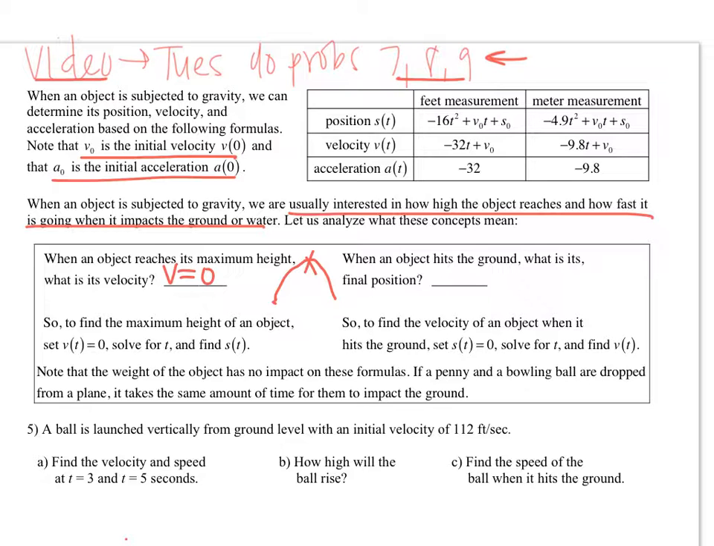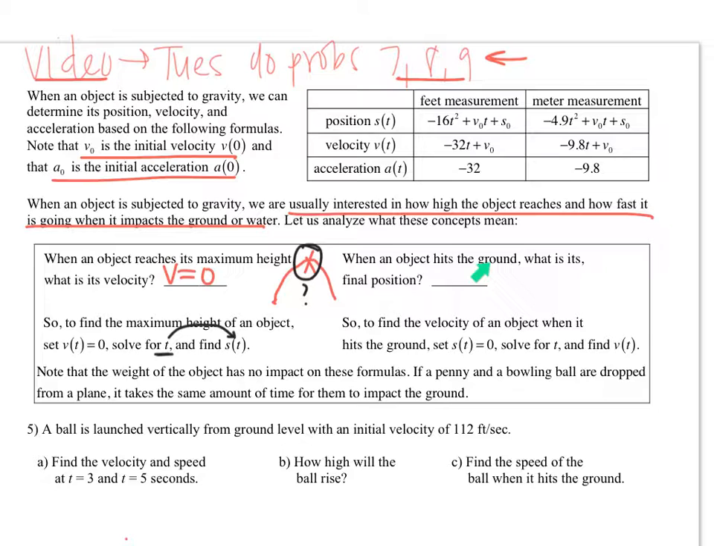So to find the maximum height of an object, we're going to set the velocity equal to 0 and solve for t. That's basically finding the time when the velocity is 0. Once we know that time, we take it and put it into the position function to find the actual maximum height. Once we find t, we can plug t into the position function to find how high it really goes.